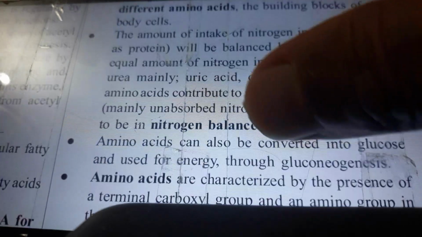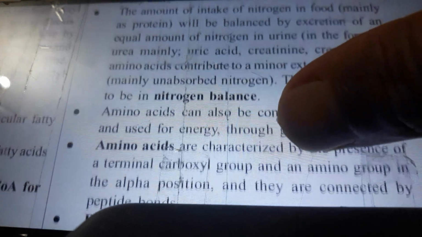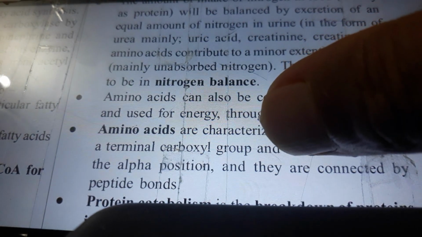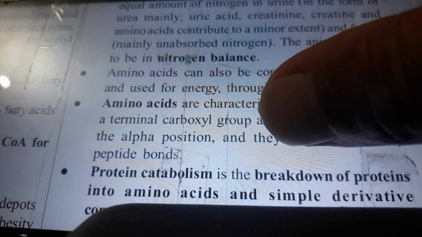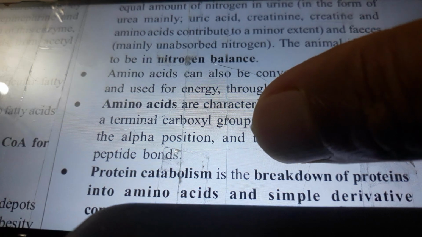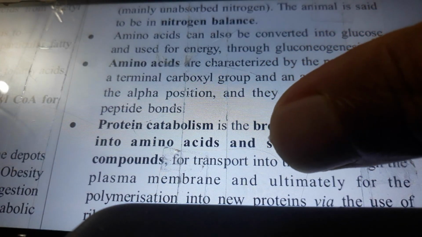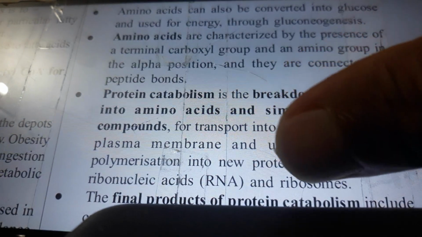The amount of intake of nitrogen in food, mainly as protein, will be balanced by excretion of an equal amount of nitrogen in urine in the form of urea. Uric acid, creatinine, and amino acids contribute to a minor extent, and feces, mainly unabsorbed nitrogen. The animal is said to be in nitrogen balance. Amino acids can also be converted into glucose and used for energy through gluconeogenesis.